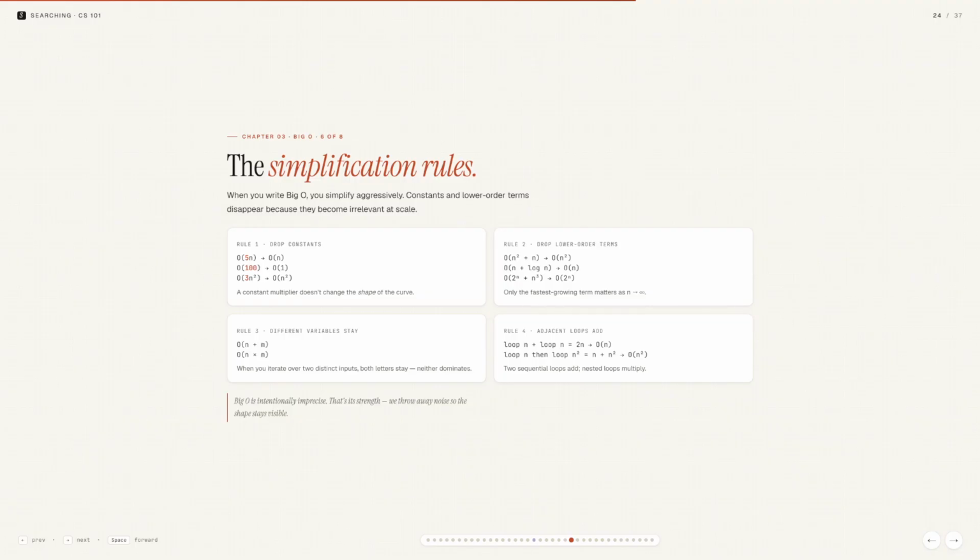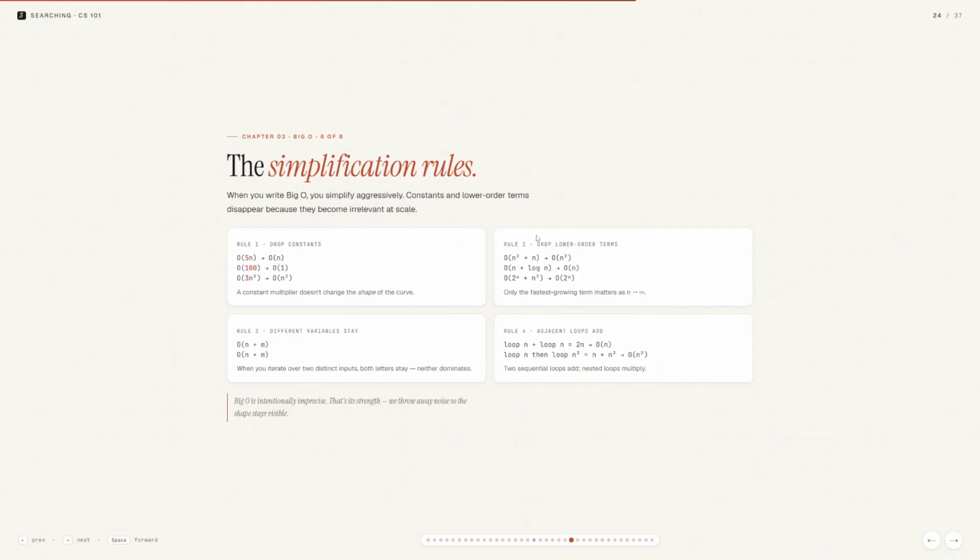Now, 4 rules that we're going to be covering. Rule 1: drop constants. O of 5n becomes O of n. O of 100 becomes O of 1. O of 3 times n squared becomes O of n squared. The constant multiplier just shifts the curve up or down. The shape stays the same.